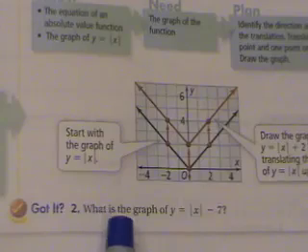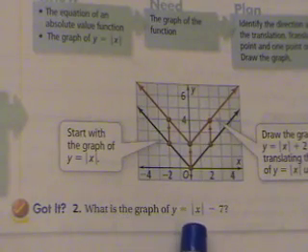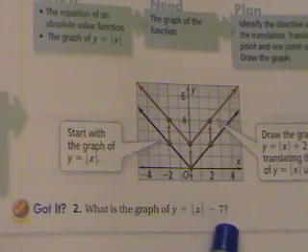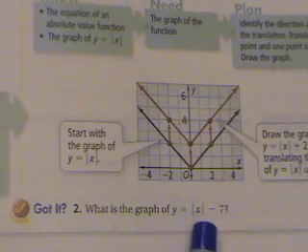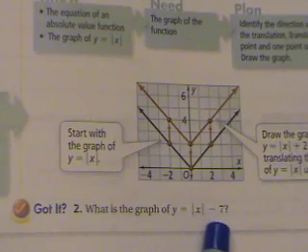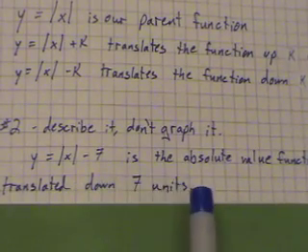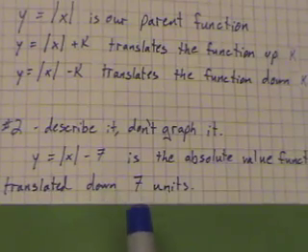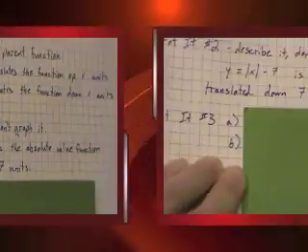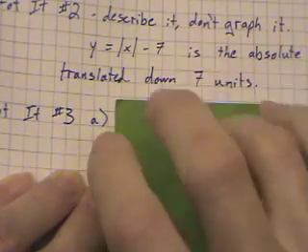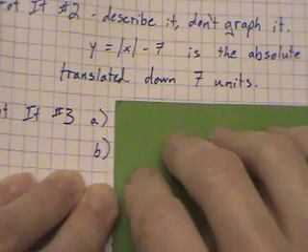Got It number 2, you're also ready to tackle. What is the graph of y equals the absolute value of x minus 7? This is going to be a translation. How much is it going to translate? Hopefully, you just figured out that y is the absolute value of x minus 7 is the absolute value function translated down 7 units. You are also ready for Got It number 3, which involves writing a couple of equations. You do them in your book, then you'll check with my answers.